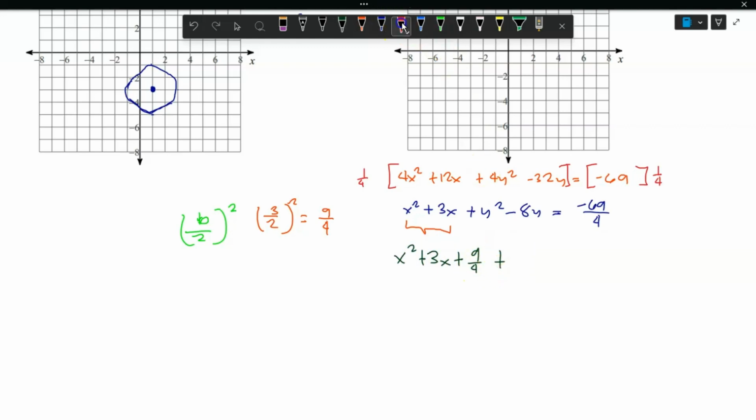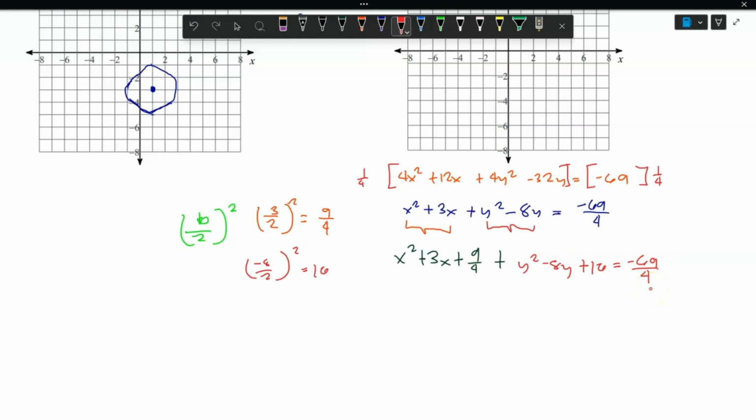Plus, what about this one? The second term, the coefficient is negative 8. So I have negative 8 over 2, and then square. Negative 8 over 2, that is negative 4. Squared, that is just 16. So I'm going to add 16 here. So we have y squared minus 8y plus 16 equals negative 69 over 4.